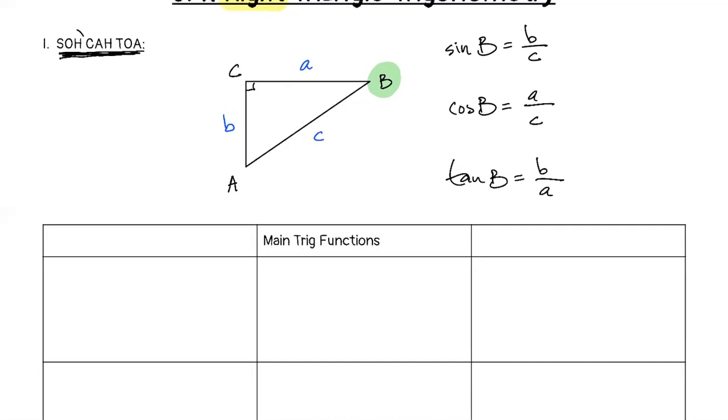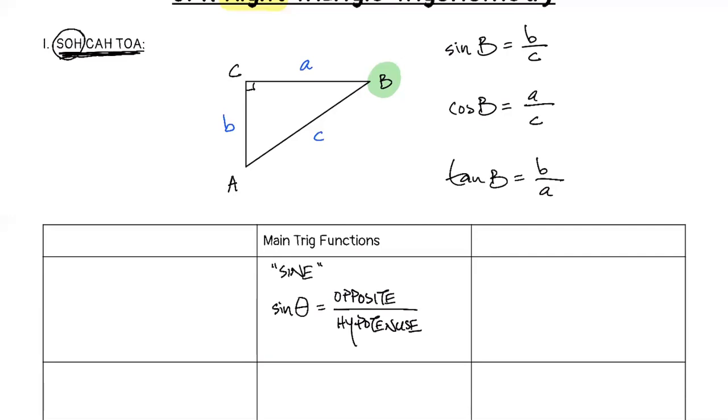And so if you take a look at the first three, we have SOH. And here's what that stands for. We're going to write this in the first box underneath the main trig functions. So we're going to write sin theta, okay? So sin stands for sine. And sine theta is, let's see, O H are the letters after S. O stands for opposite. And H stands for hypotenuse.